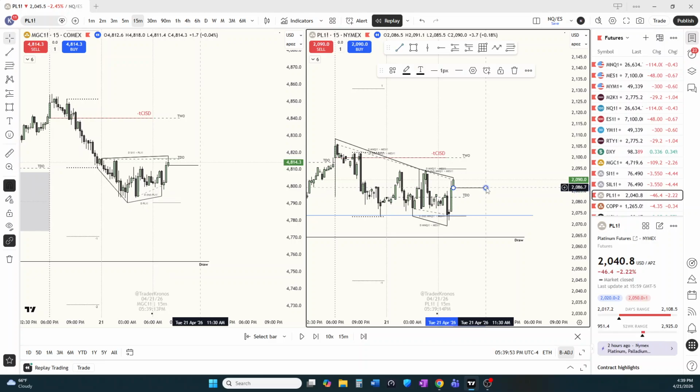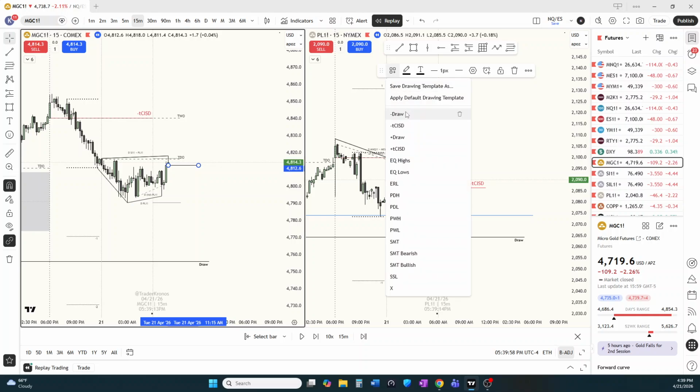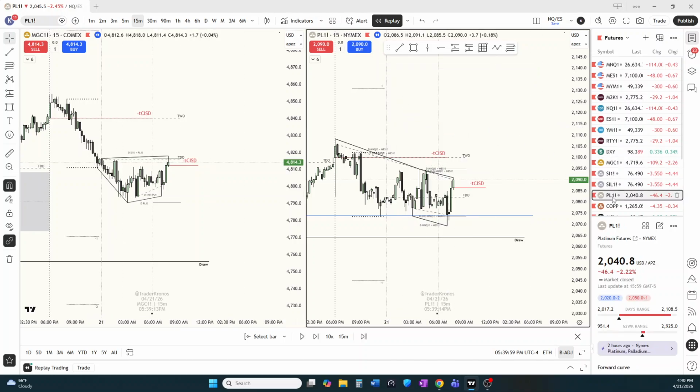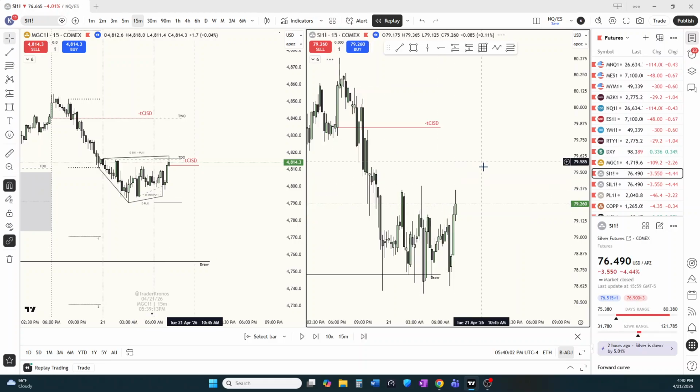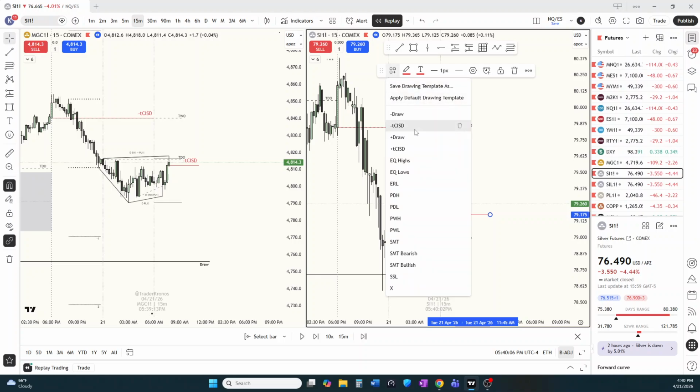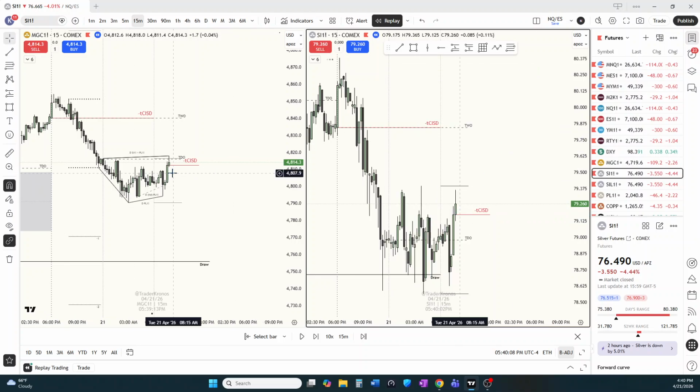And same on silver here as well. So we'll go ahead and mark that out. Excuse me, that was platinum. Now silver will do the same. We also have news at 8:30 this morning, so I'm waiting to see what happens with that as well.